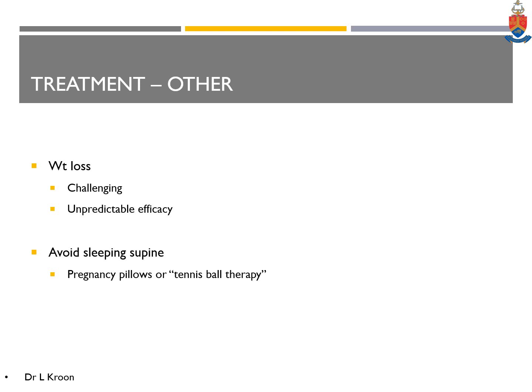Some people can try avoiding supine sleeping as well. You can achieve this by sleeping on your side, using pregnancy pillows, or by implementing something that is termed tennis ball therapy. What you do here is stitch some tennis balls into the back of your pajamas, and it makes it very uncomfortable to lie on your back, therefore forcing you to sleep on your side.